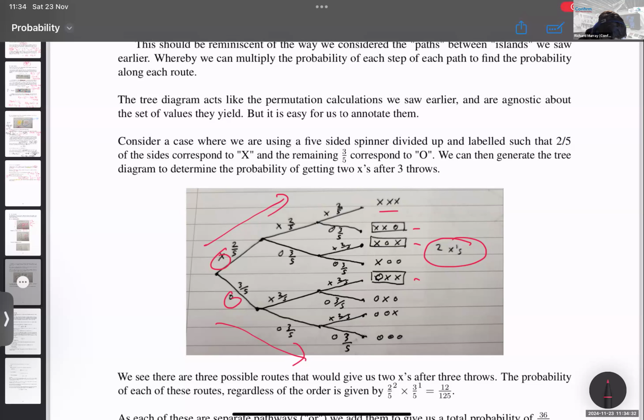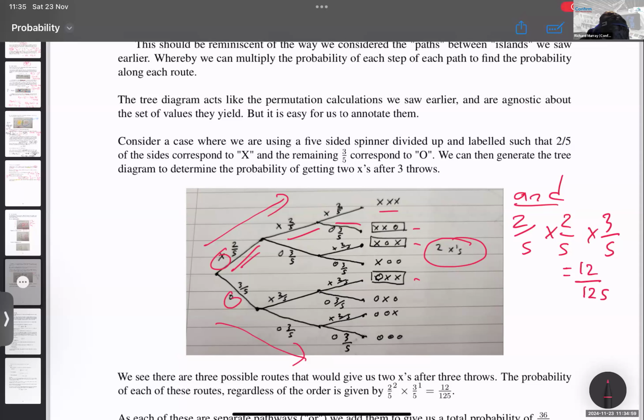If I'm worrying about the probability, we can calculate it out for each branch. So here we have a win and a win and a loss. So this is using our AND rule. So we have 2 over 5 times 2 over 5 times 3 over 5, which is equal to 12 over 125.